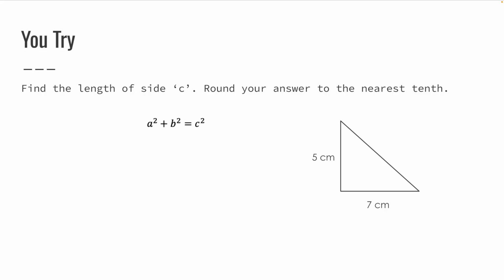Okay, so here is our formula. I'm going to put 7 squared plus 5 squared. I get 49 plus 25, or 74, equals C squared. I'm going to square root 74, and I get 8.6 centimeters when you round to 1 decimal point.